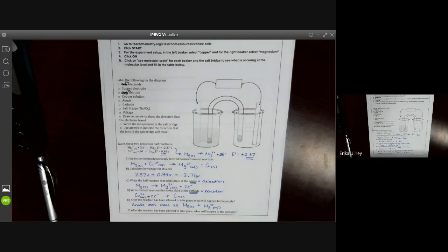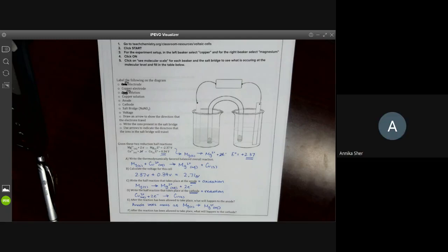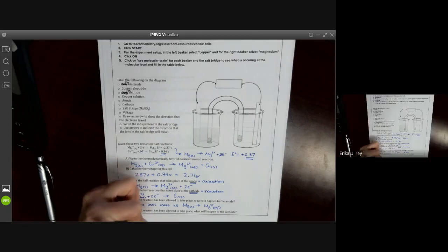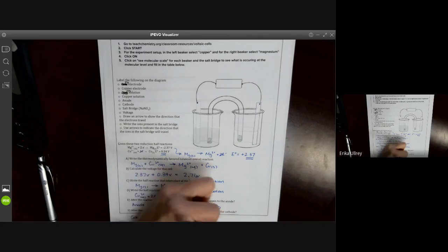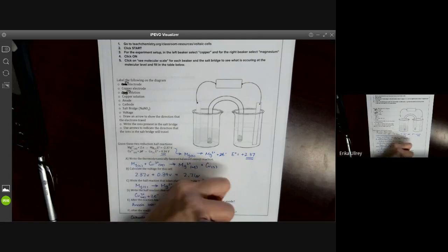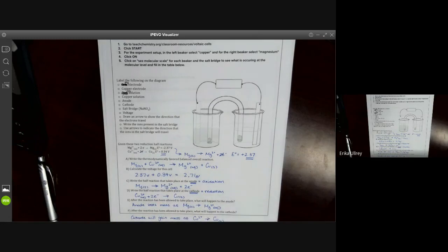Okay. After the reaction has been allowed to take place, what do you think is happening to the mass of the cathode? Annika, what do you think? It'll gain mass because it's being turned into a solid. Absolutely. So the cathode is going to gain mass as copper ions are converted into solid copper. So we're going to actually see the copper electrode gaining mass. We're going to see that adding mass to it.